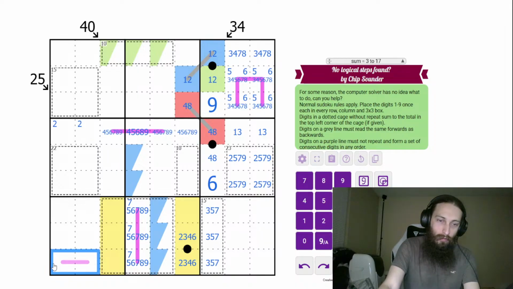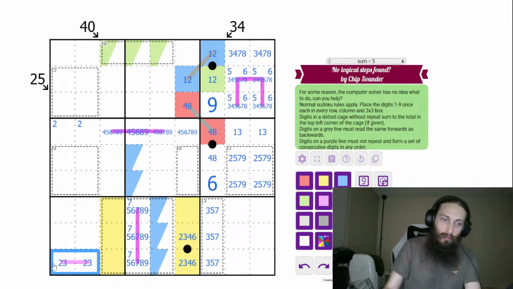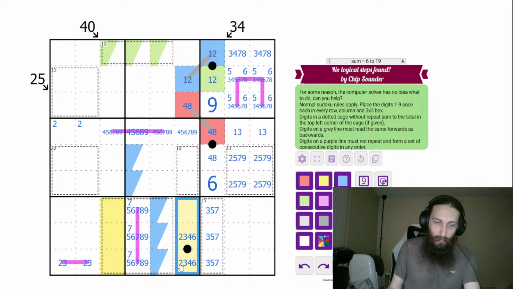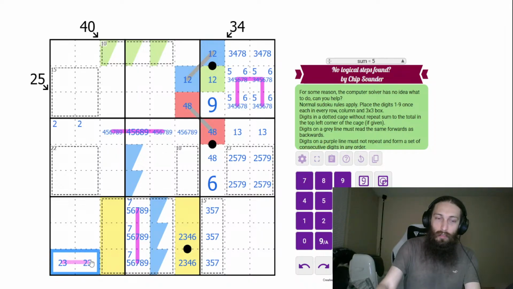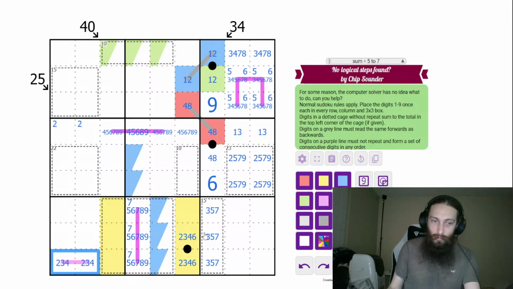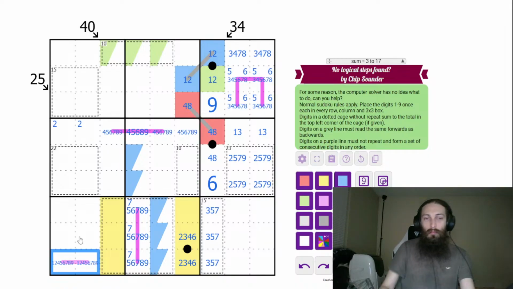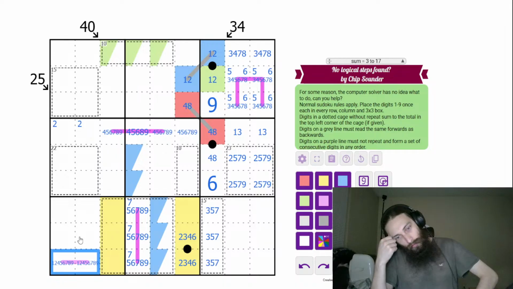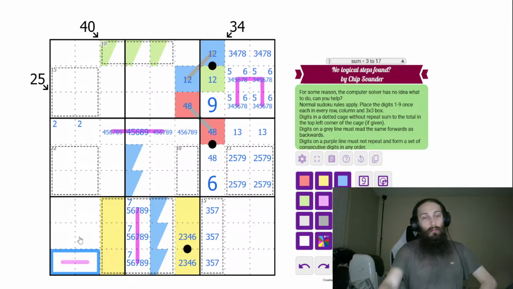This cannot be 2 and 3. So we remove both 2 and 3 from yellow. It cannot be 3 and 4 for the same reason. But that just removes the digit 3. So that's not helpful.